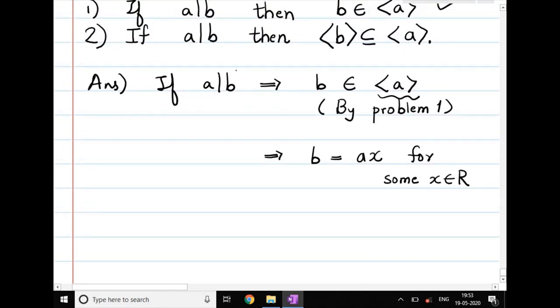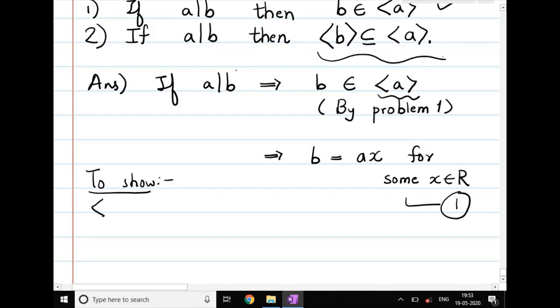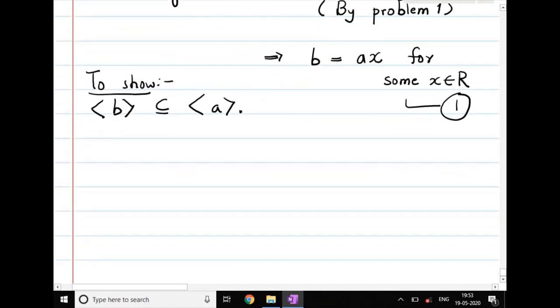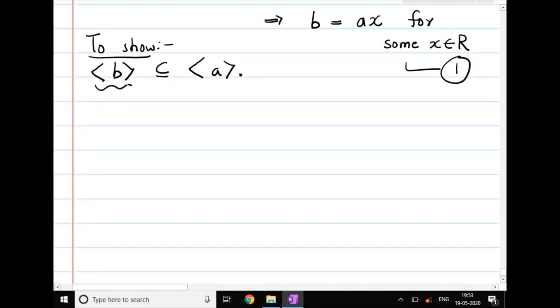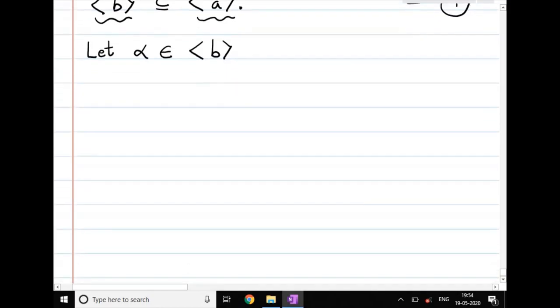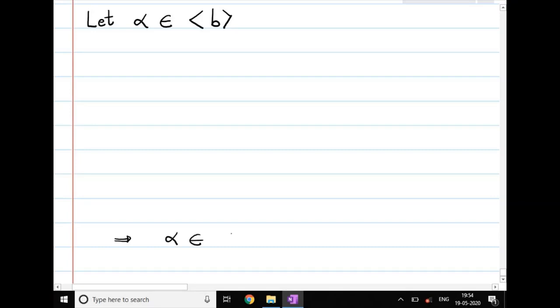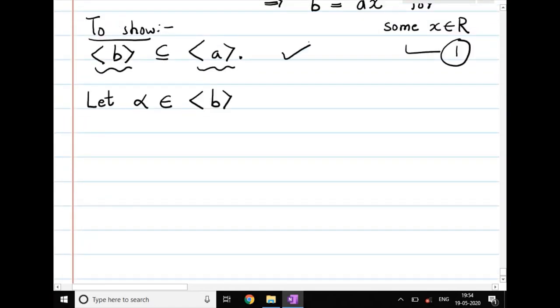Now what we want to prove, let me call this statement 1. Now what I want to show is that the ideal generated by B is a subset of the ideal generated by A. So I will take one element from this set and try to show that it is in this set. Let me take alpha belonging to the ideal generated by B, and at the end I will conclude that alpha belongs to the ideal generated by A. Once I do this, I will automatically be proving that the ideal generated by B is a subset of the ideal generated by A. So how am I going to do this?